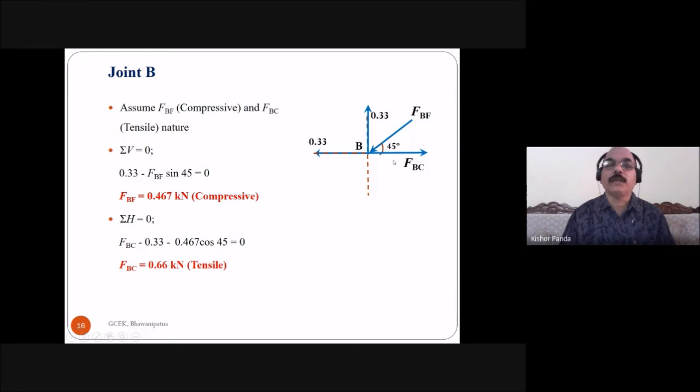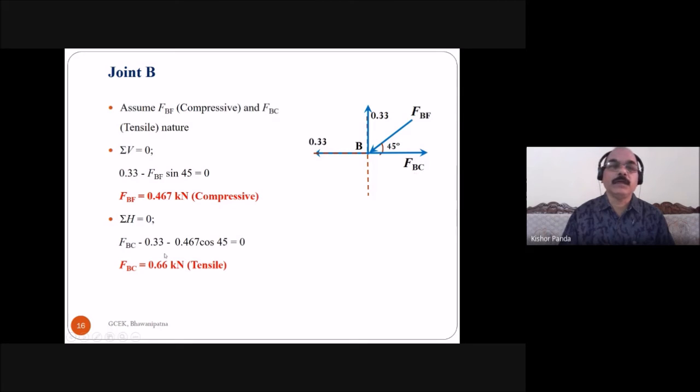Similarly, take the summation of horizontal force is equal to 0. Here, this is one horizontal force, arrow mark right side. This is one force, the arrow mark is left side. Both are tensile. And here, assume this is compressive and take the horizontal component of this force, FBF cos 45. This is also left side, arrow mark.